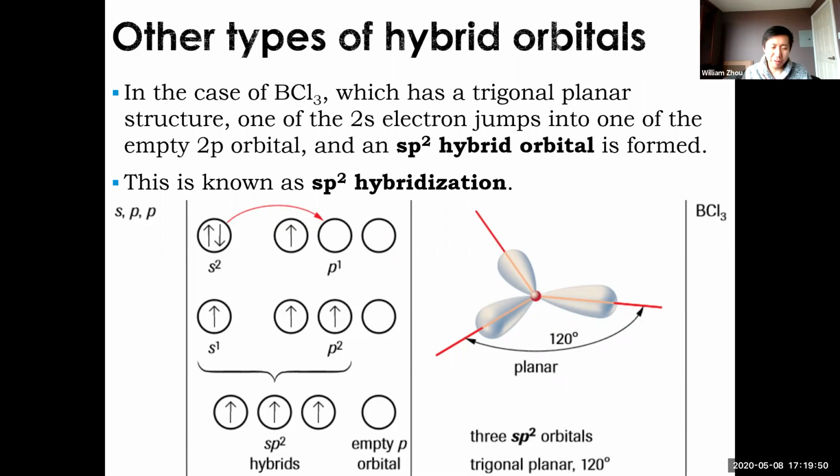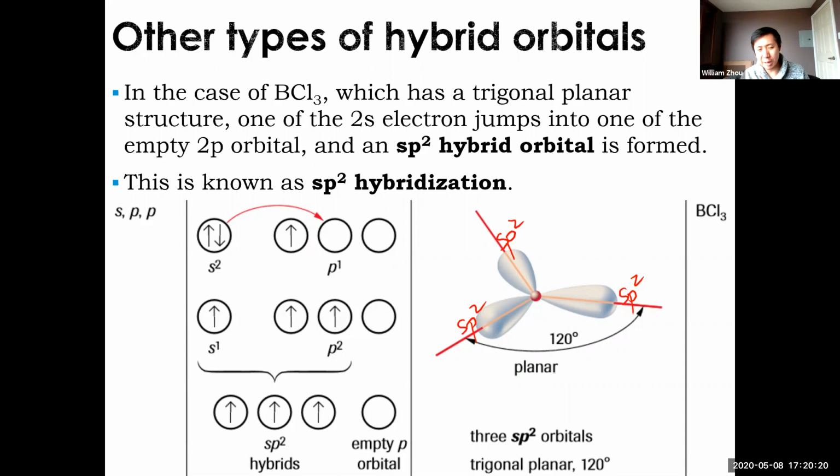Again, you redistribute the energy so that they're exactly the same with the exact same shape, and they will spread out as much as they can, forming 120 degree angles from each other. So in the picture, you have 3 orbitals of sp2. And this will form trigonal planar molecular geometry. So this is known as sp2 hybridization.